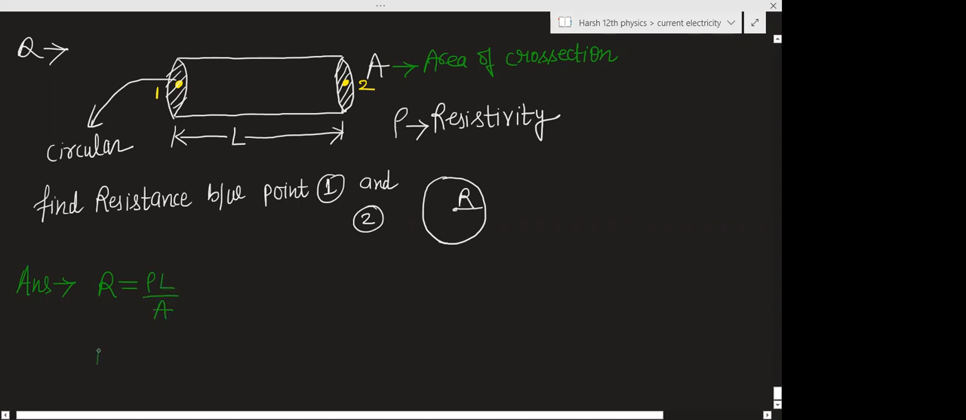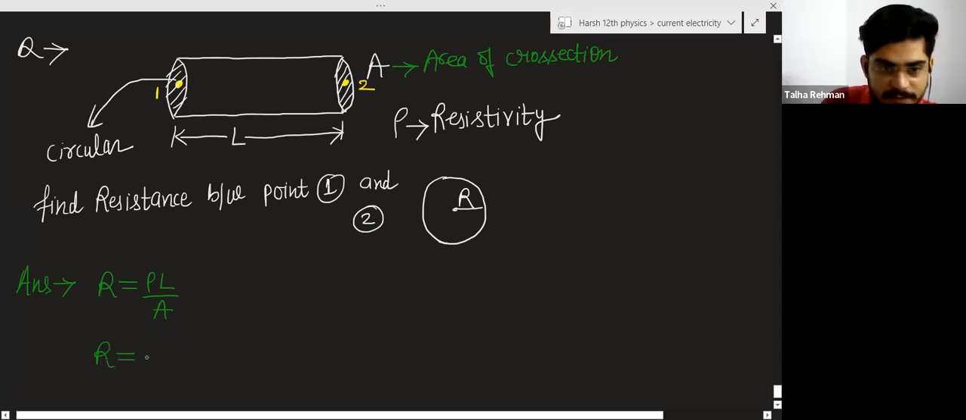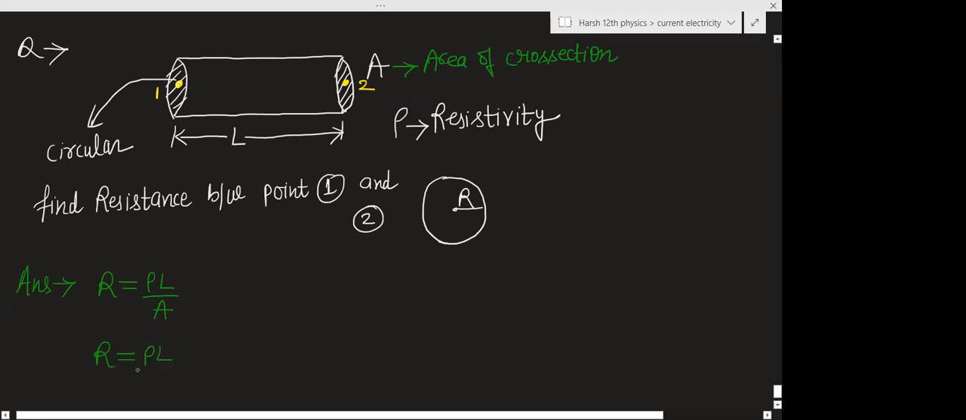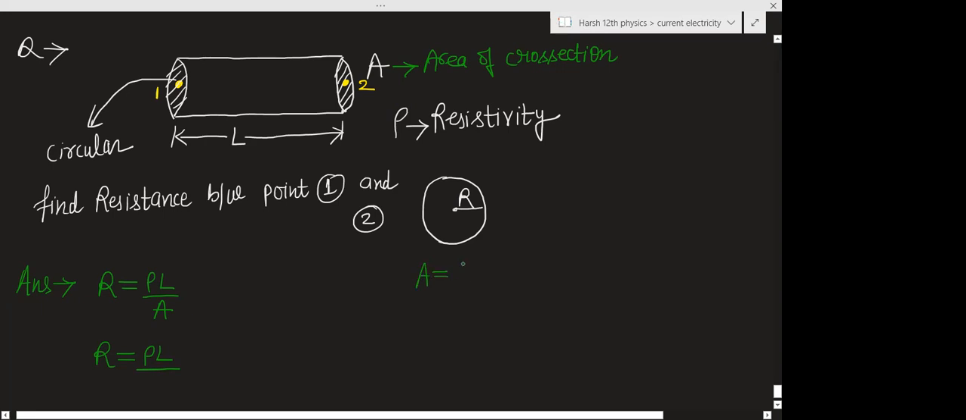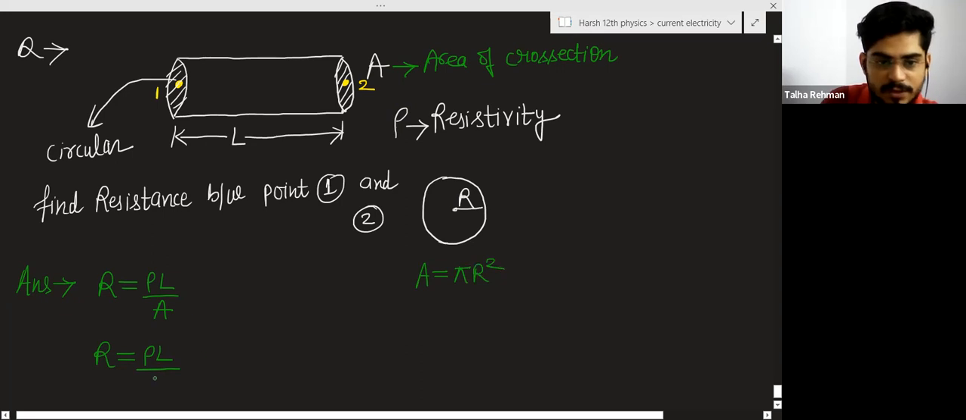So you want to find the resistance R. You have the value rho. You have length L. And what is the area of cross section of this circle? Area of circle is pi r square. Very good. So you will write here pi r square. So this is your answer.